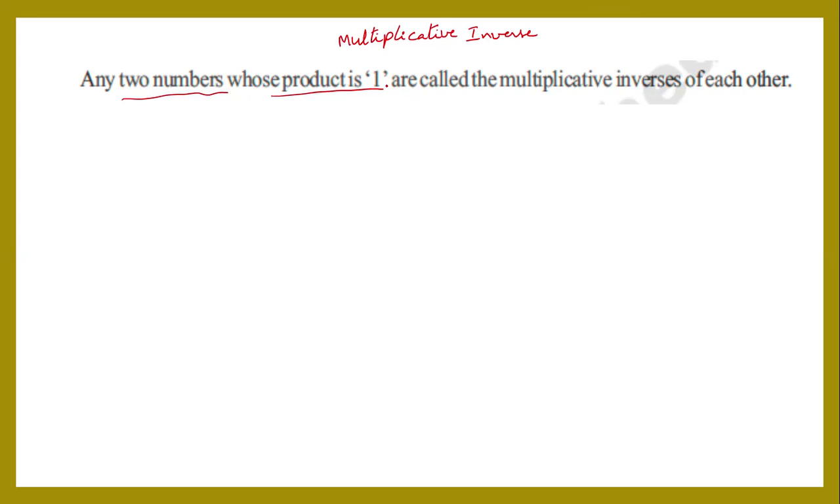In the previous one, if the sum of two numbers is 0, then those two numbers are called additive inverses of each other. Now here the product of two numbers is 1, then those two numbers are taken as multiplicative inverses of each other. Here you take any example. 5 into 1 by 5. That means 5 ones are 5, 1 into 1 is 1. Or otherwise 1 by 5 into 5. That is also 1.